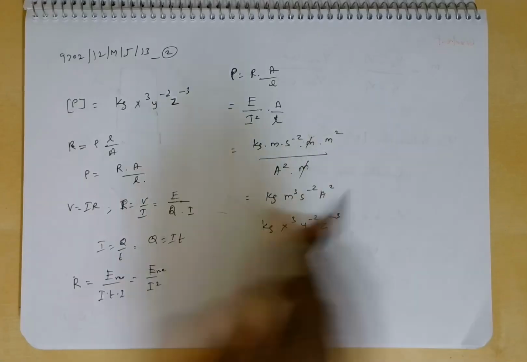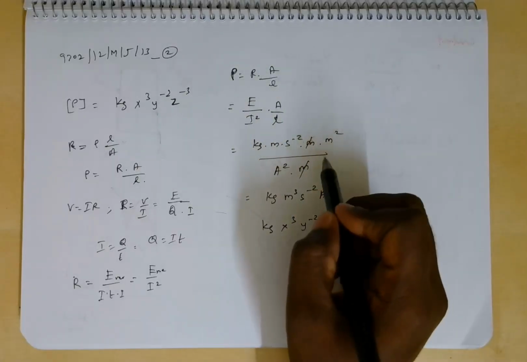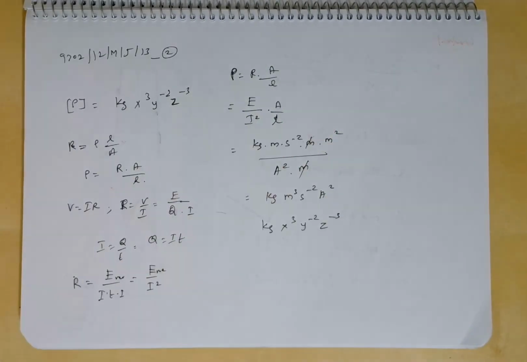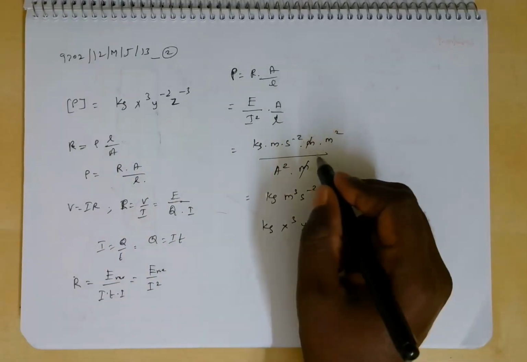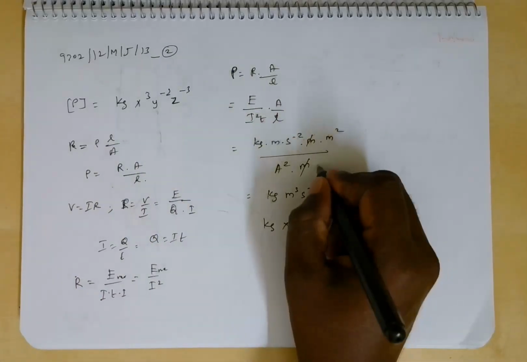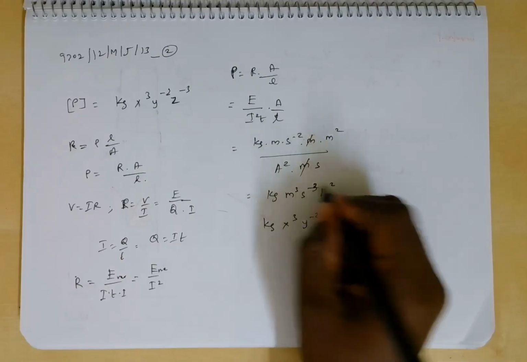Z power minus 3. Check if we make any mistake. Z power 3 only. Yeah, here is one more t we missed out. Here is one more t, right? Okay, so you will get second power minus 3.